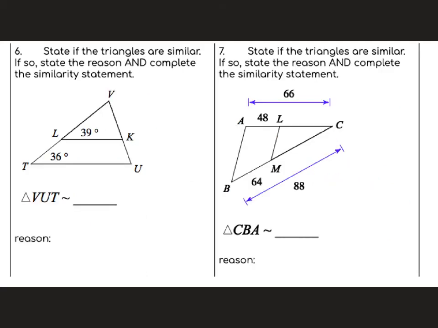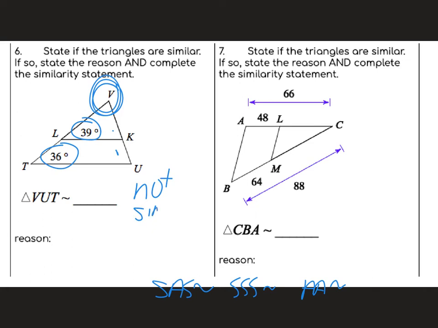Last page, let's see what we got. State if the triangles are similar. So for the similarity, we have side angle side similarity, we have side side side similarity, and we have angle angle similarity. Those are my only choices. So here I have 36 and 39. Those are not the same number. And then we'll have angle V. Those match up. But that means that these angles don't match up. So not similar, because the angles don't work. Remember, for similar triangles, the angles have to be congruent.